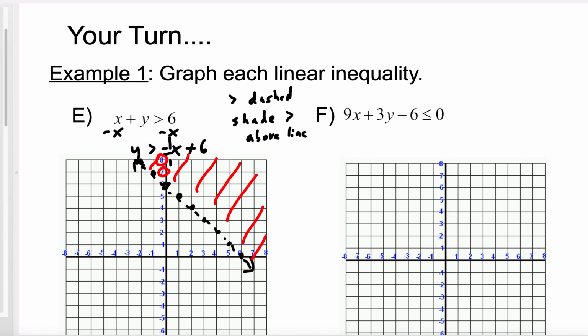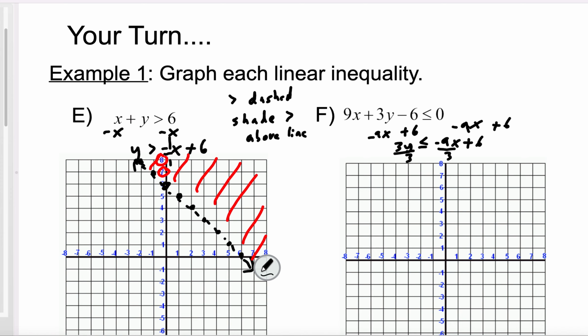Letter F there, let's go ahead and put that in y equals mx plus b form. So I'm going to bring everything over. I'm going to leave the y on the left-hand side. So I'm going to subtract 9x, subtract 9x, and add 6, add 6. So we get 3y is less than or equal to negative 9x plus 6.